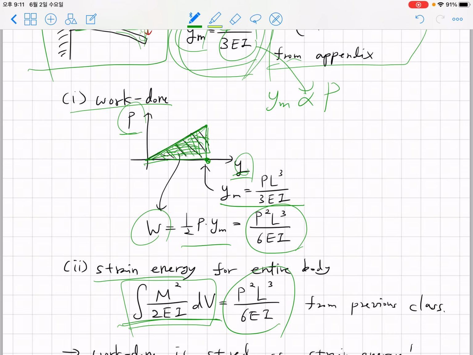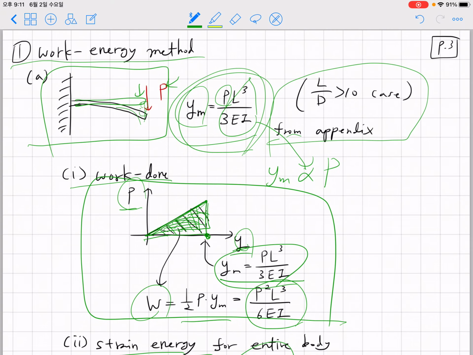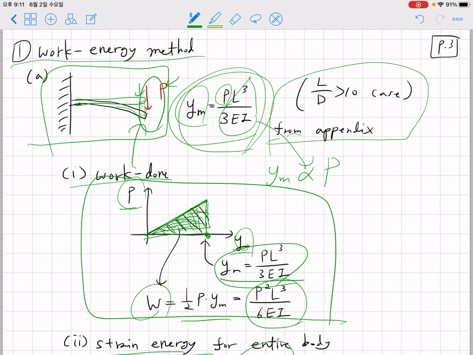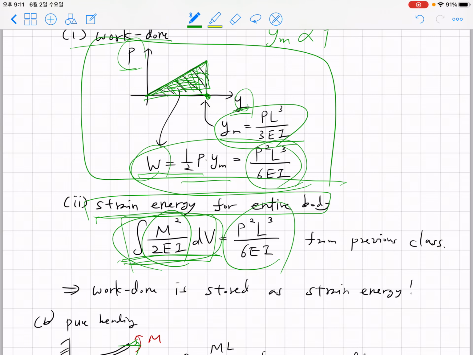So what you can see here is that we obtain the relationship between ym and P without relying on any expression for strain energy. From this relationship and the work done only at the end of the beam, we can obtain the work, and this work happens to be exactly the same as the strain energy obtained by integrating strain energy density over the entire volume. And what you can see here is, if we consider the ideal quasi-static loading without any energy loss, such as heat or noise and other forms of energy loss.